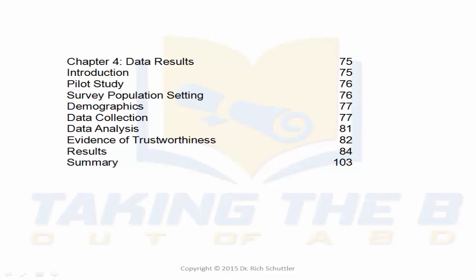Again, you can see the structure. A brief introduction, information about the pilot study, information about the survey population and setting on where he found the people that he interviewed, the demographics data, and the data collection and data analysis, if you will. Again, all he did was provide the information. He didn't actually analyze it, but he gave how that information came to be. He addressed evidence of trustworthiness because it was more appropriate in his study than perhaps some of the others. Then you see the results and the summary. Here is how he presented his data in his chapter 4.